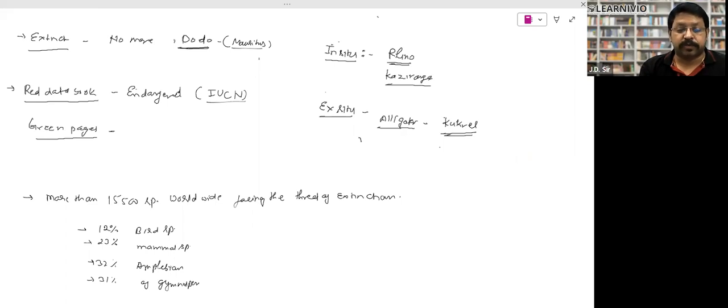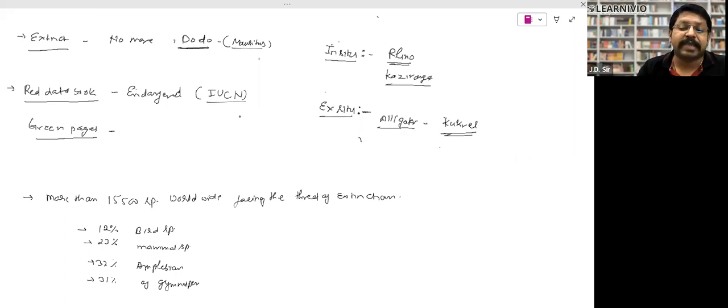Now come to ex situ conservation, right? So for rhinoceros, I have written the example, rhinoceros in Kaziranga National Park, right? So then there is ex situ conservation. What is ex situ conservation? In ex situ conservation, we take out the animal from its natural habitat. For example, the Yamuna River became very polluted. Still, it's polluted, right? Then what happened? The population of alligators, which are found in the Yamuna River, decreased abruptly and they became endangered. We made a zoological park, and that is the Kukrail.